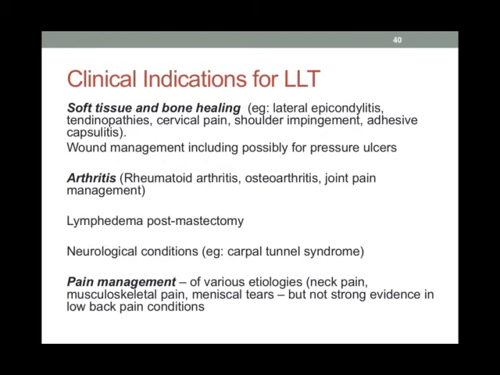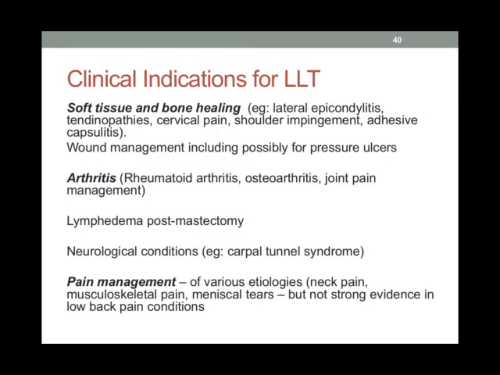Okay, the clinical indications. In other words, what are the clinical conditions that we would use low-level light therapy for? It would be in particular soft tissue, and that's really what we're going to use it a lot for. It can also be used for bone healing, so things like lateral epicondylitis, lots of different tendinopathies, cervical pain, shoulder impingement, adhesive capsulitis. So it's found to be quite effective for that.